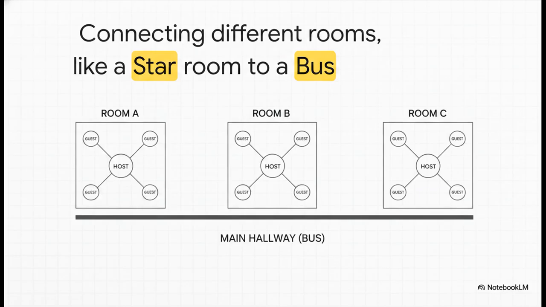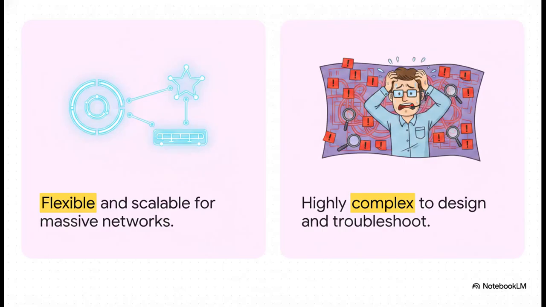Then, to connect all those separate rooms together, you link the hosts using a high-bandwidth, central bus-style hallway. This hybrid approach is exactly how massive corporate networks, university campuses, and the global internet itself actually operate. By combining setups, you get the pros of multiple topologies, giving you ultimate scalability and flexibility. But of course, you're inherently trading away simplicity. Designing, securing, and troubleshooting a network that relies on all these multiple overlapping topologies is a highly complex engineering challenge.